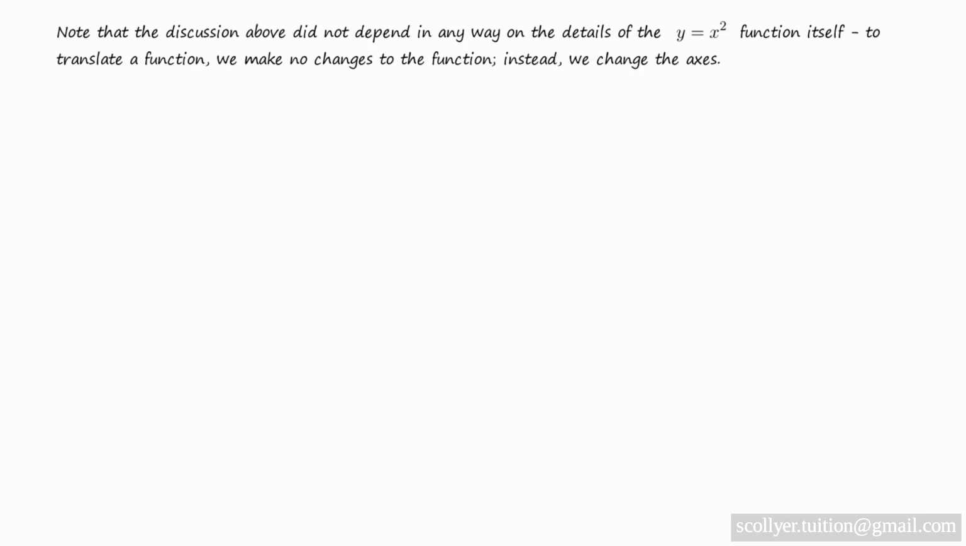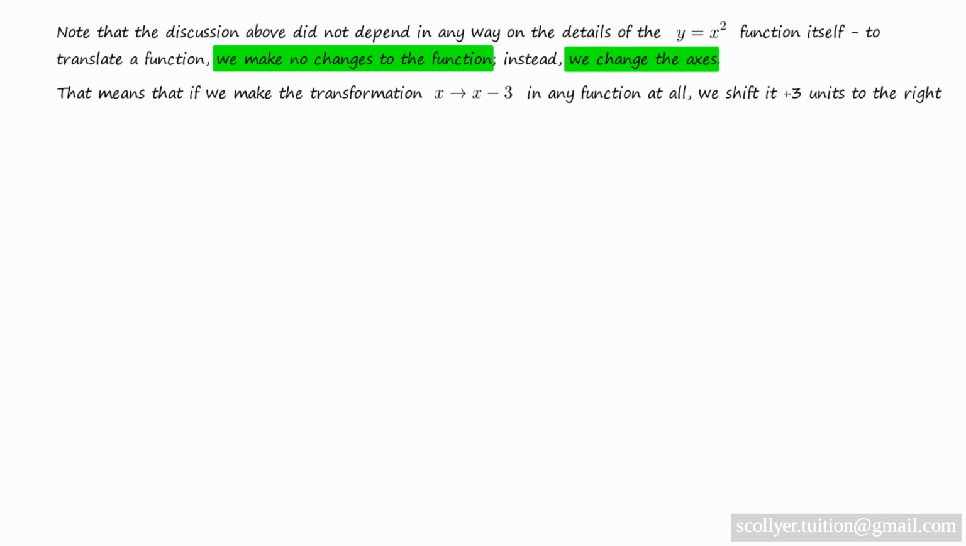We should note that the discussion above does not depend in any way on the function y equals x squared itself, and that's because to translate a function, we make no changes to the function, rather we change the axes. And so if we make the transformation x to x minus 3 in any function at all, we shift it 3 units to the right, i.e. 3 units in the positive direction, as we can see in this example.